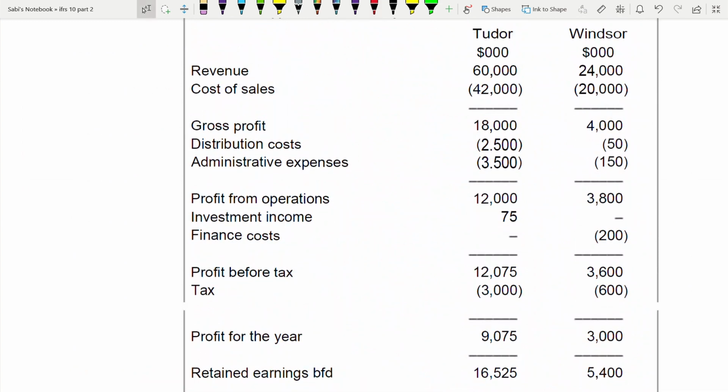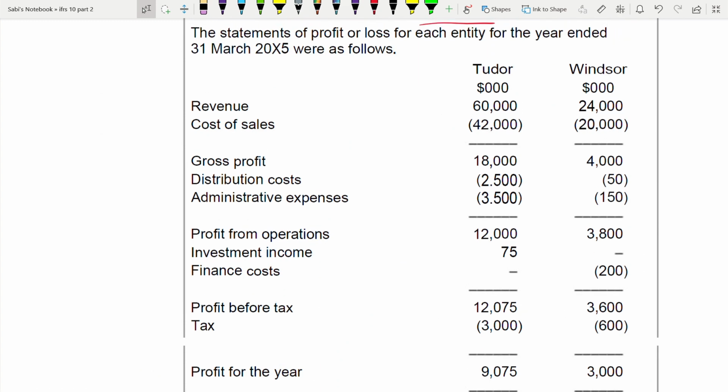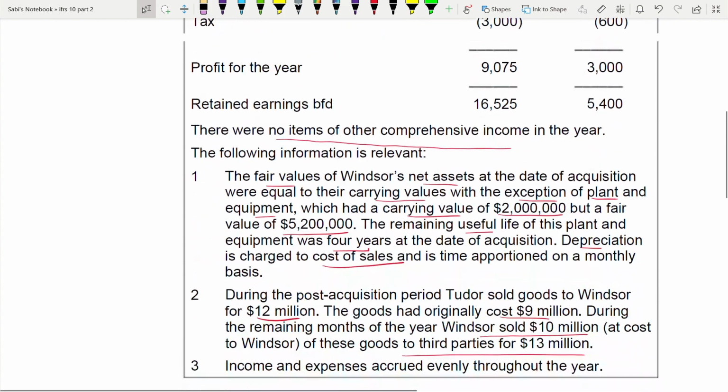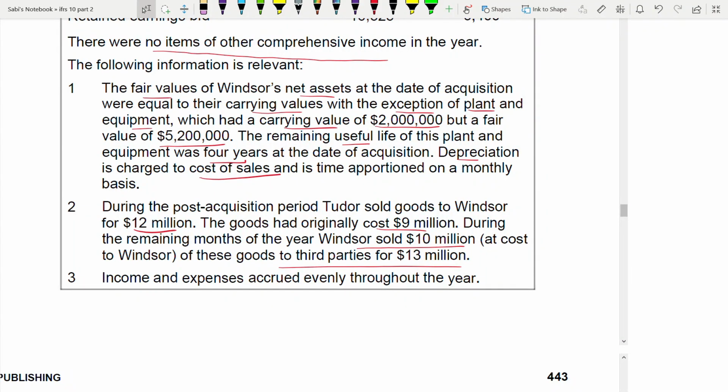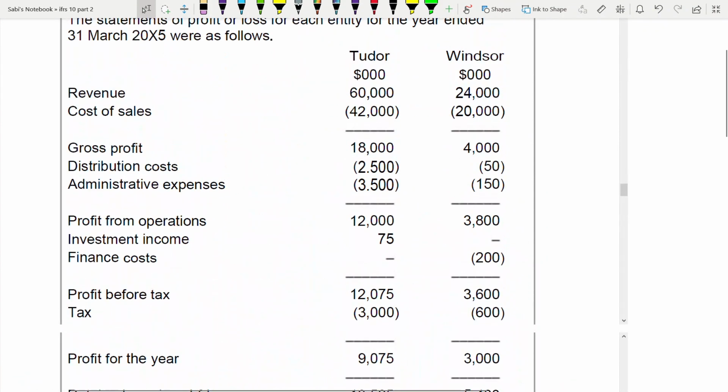So now, how do you start? When you are asked to prepare consolidated, we know we start with the revenue, right? So we can quickly start with the revenue, right? Okay. So now, see here, you have a way to do this.